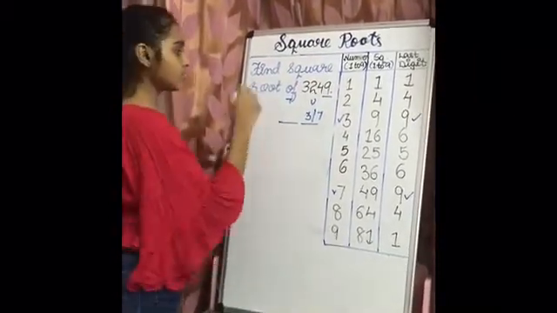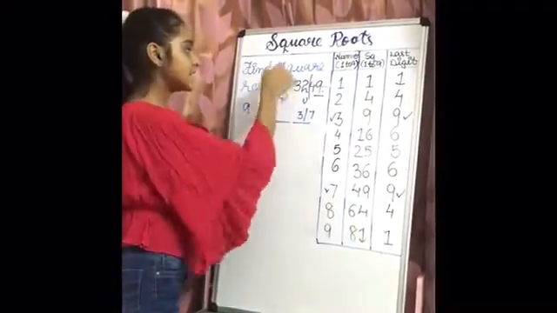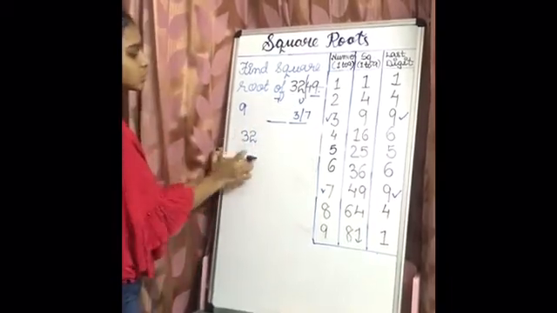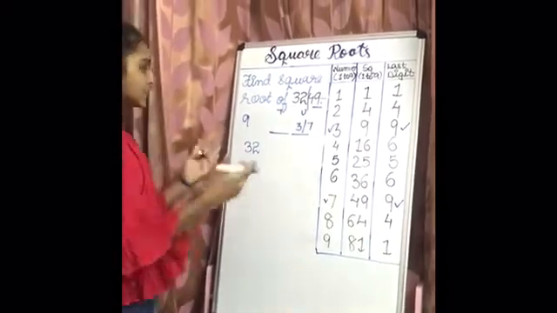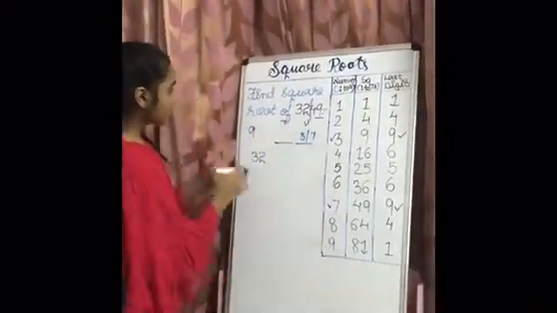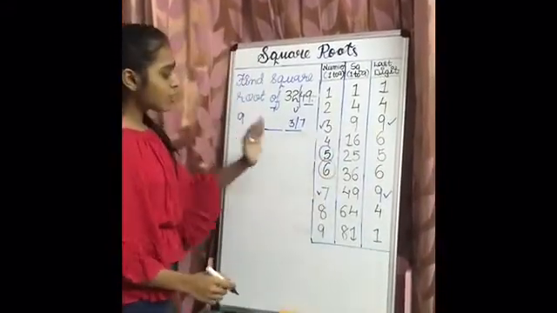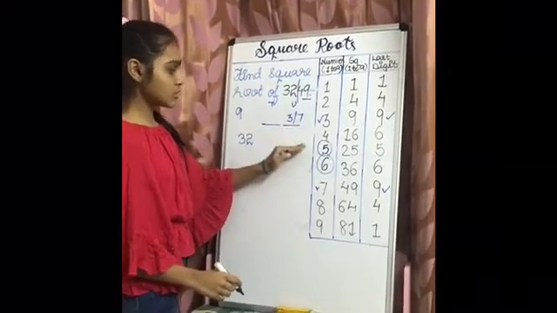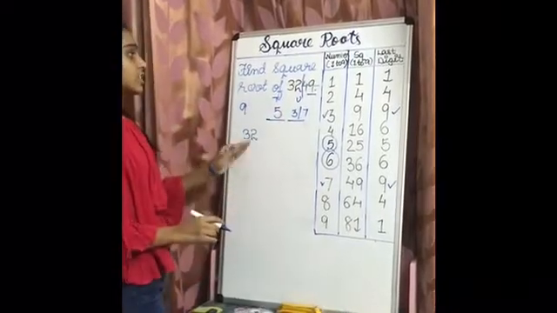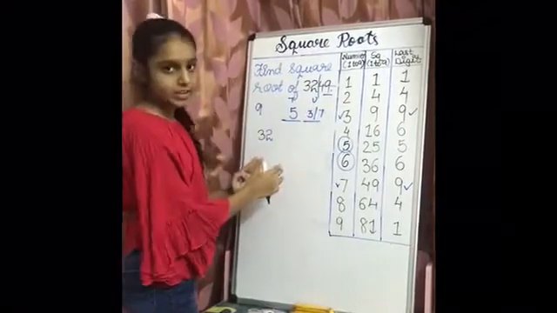Now to find the tens digit, we ignore the last two digits of the number and take the first two digits. Here the first two digits are 32. Now we have to see where this 32 lies between the squares. So 32 lies between the squares of 5 and 6. Among these numbers, 5 is the smaller, so we take the smaller number. So the tens digit of the square root is now final.